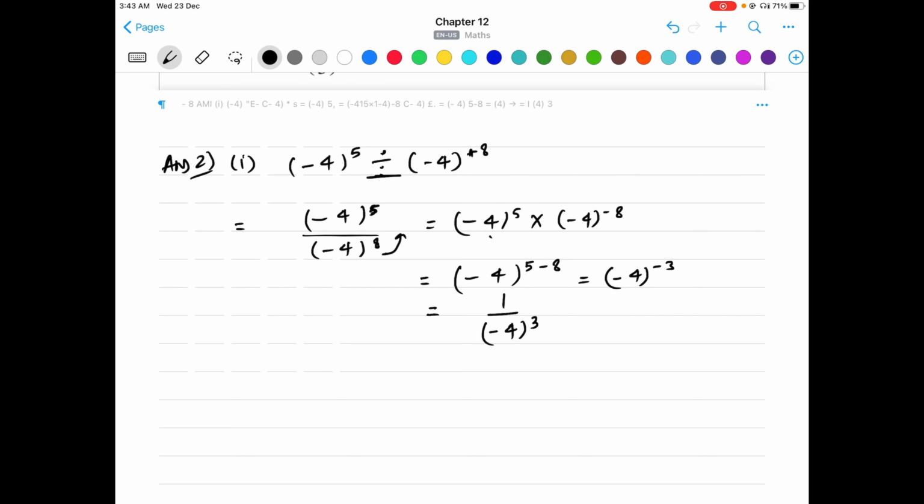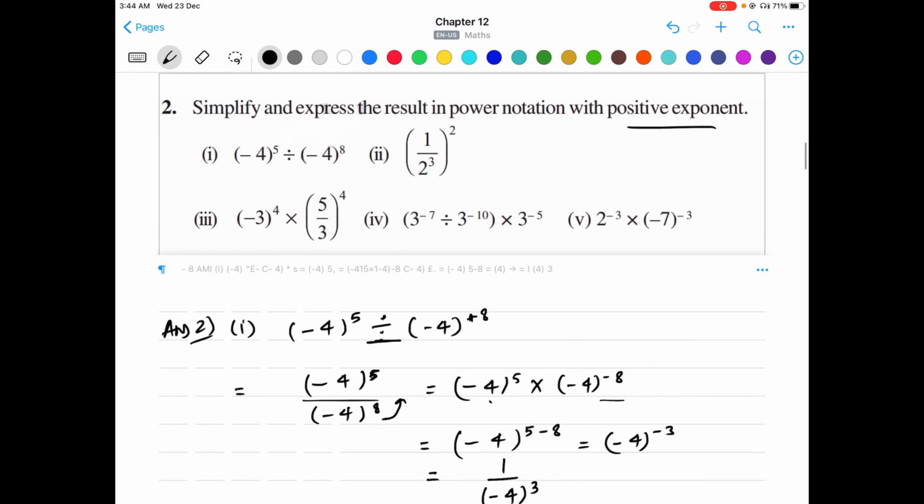So we have these two numbers in division form. First write them in division form, shift this number on the upper side, this positive power will become negative, and since the base numbers are same, we can directly add the powers on the common base. Minus 4 having power 5 minus 8, that is minus 4 power minus 3. So minus 3 will change to plus 3 when we shift this number back into the denominator. That's the answer of part 1 of question number 2.